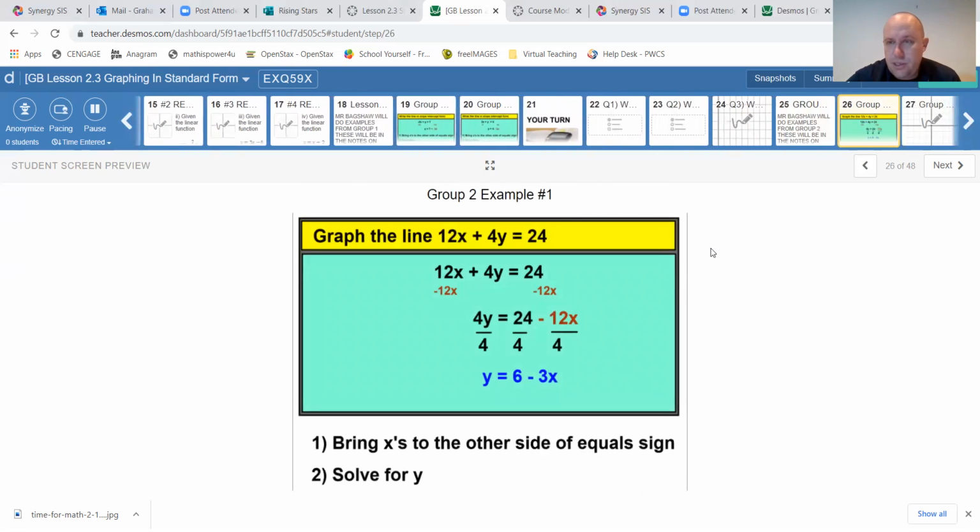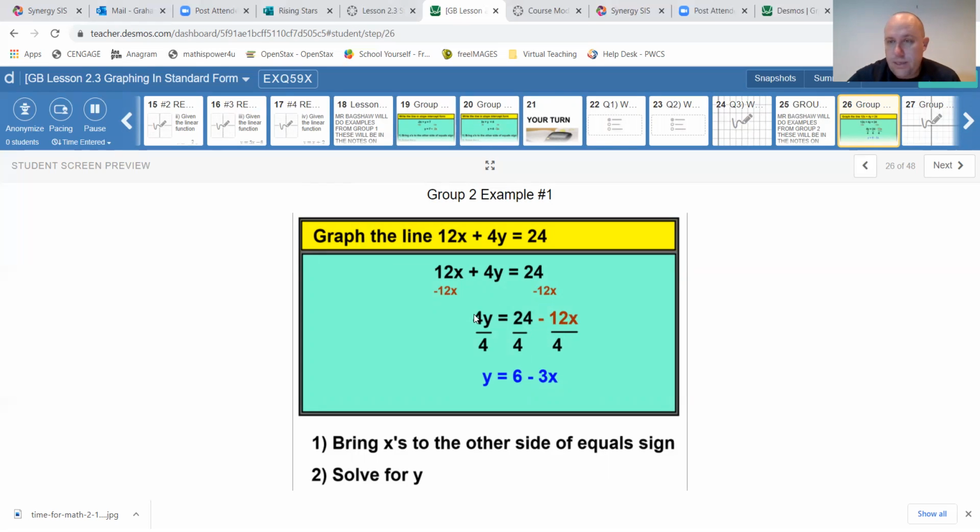The second group of questions start to get slightly more complicated, as in they don't just have a y. Sometimes they'll have like a 4y here. But same idea, we want to move our x's to the other side. So we're going to do the opposite of 12x, which is -12x. And you get 24 minus 12x.